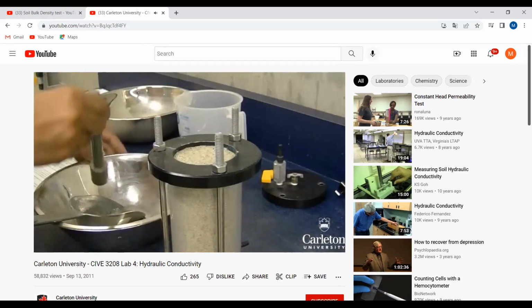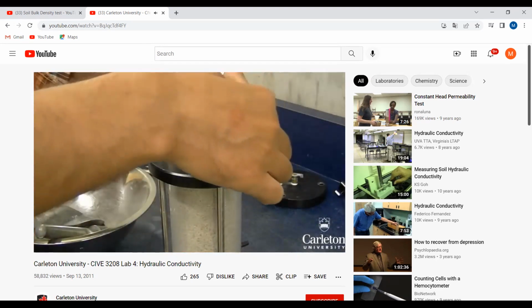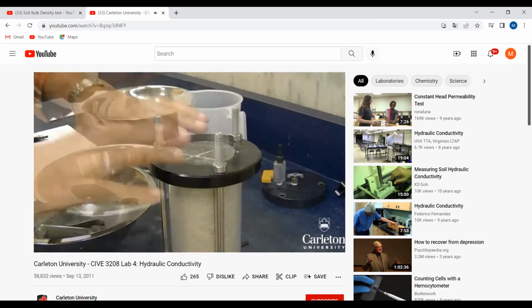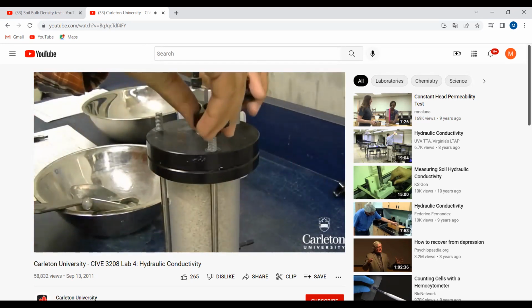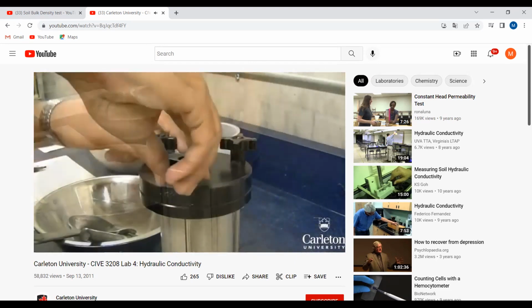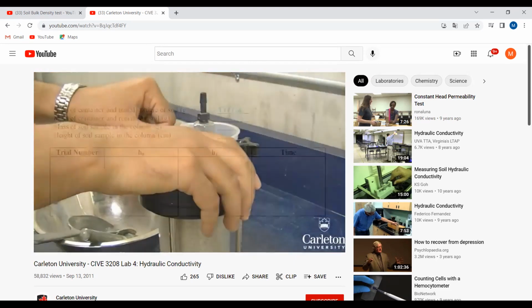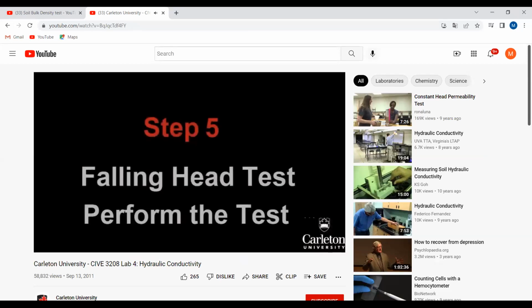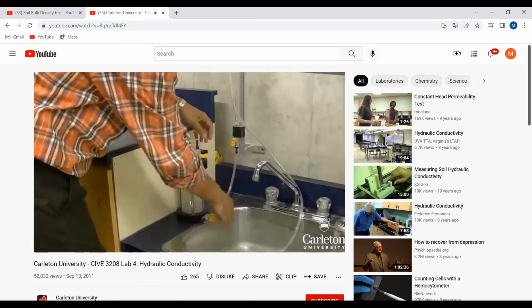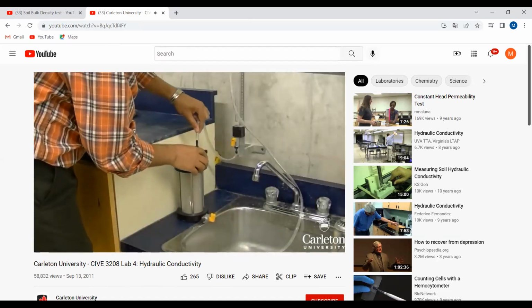Level the soil at the top of the cylinder. Place the second porous stone on top of it, and then thread the end cap on, securing it like this. Finally, record the mass of the soil container plus the unused soil. The apparatus for the falling head test consists of just one line connected to the test cylinder. Connect the line to the cylinder.